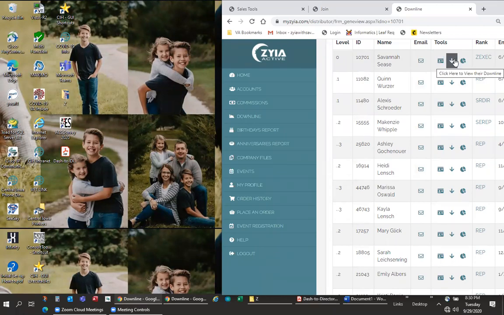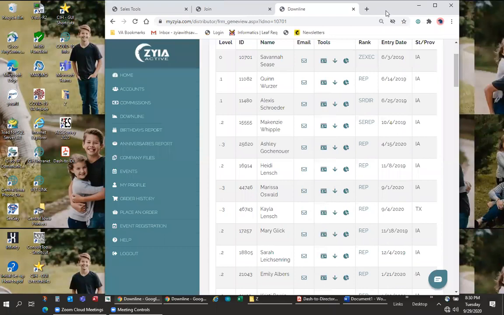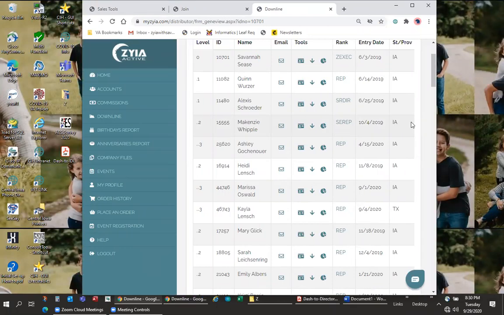Can you do the full screen? Yes, I was just trying to not show numbers, but it's the right view now. Gotcha.